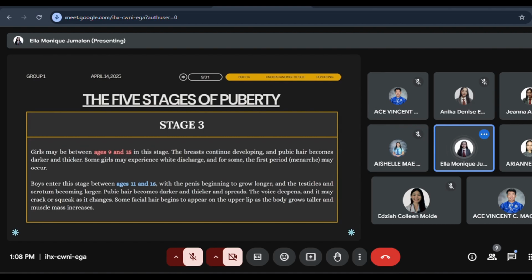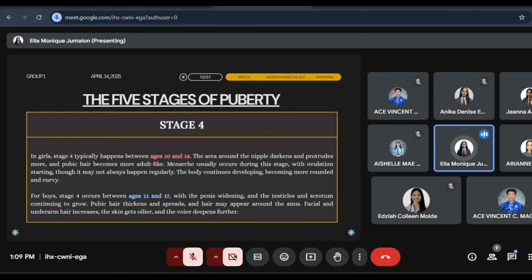In boys, this stage usually happens between ages 11 and 16. The penis begins to grow longer, and the testicles and scrotum continue to get bigger. Pubic hair becomes darker, thicker, and starts to spread. The voice starts to deepen, and it may crack or squeak as it changes. Boys also begin to grow taller, gain more muscle, and may notice the first signs of facial hair, usually on the upper lip.